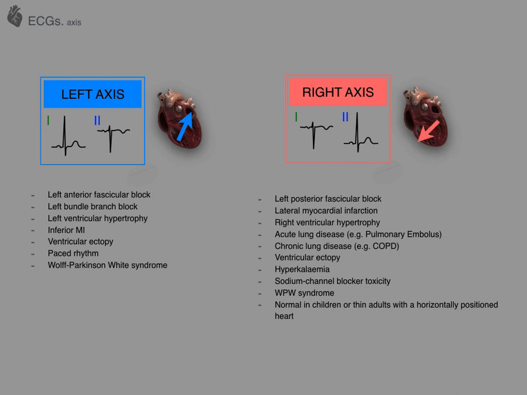In future talks, we should also talk about the clinical relevance of a right axis deviation, but for now, here's a list of some of the pathologies that can have a right axis deviation as part of them.